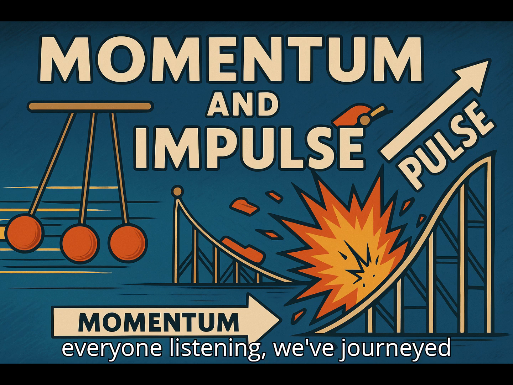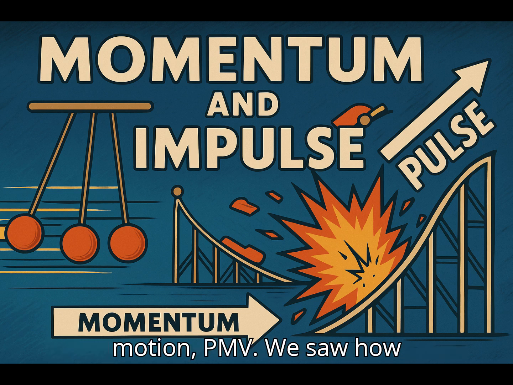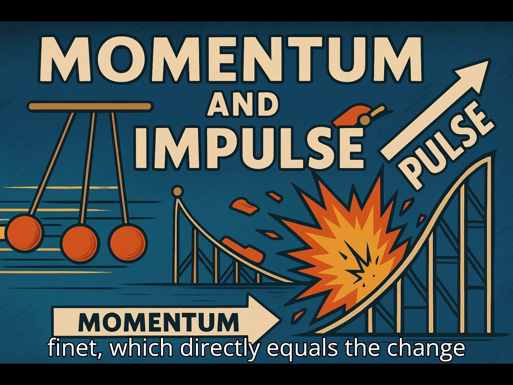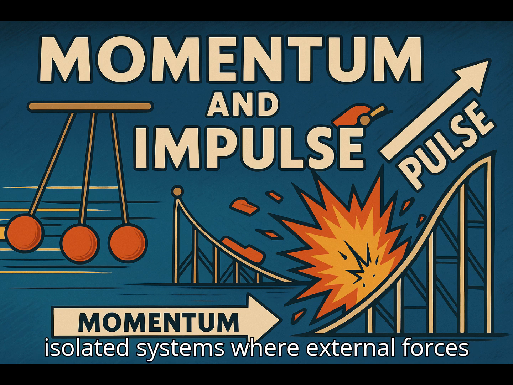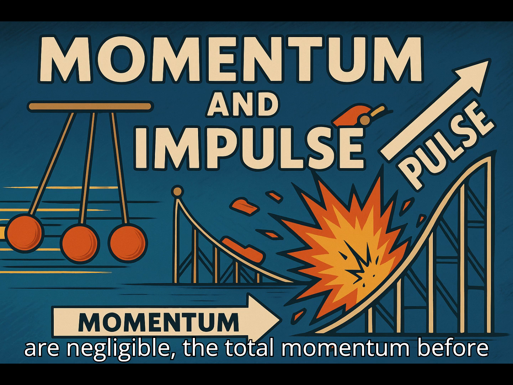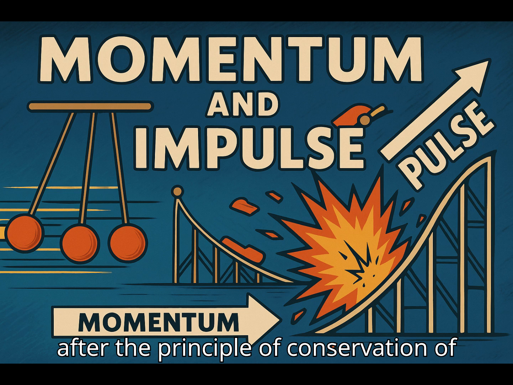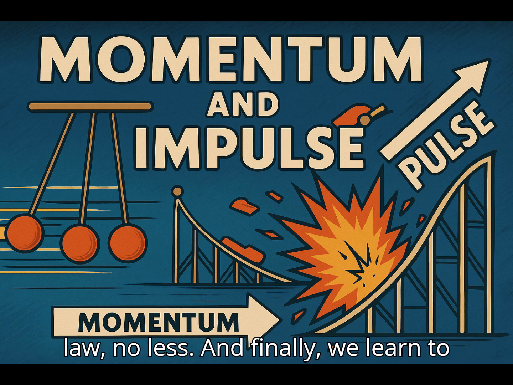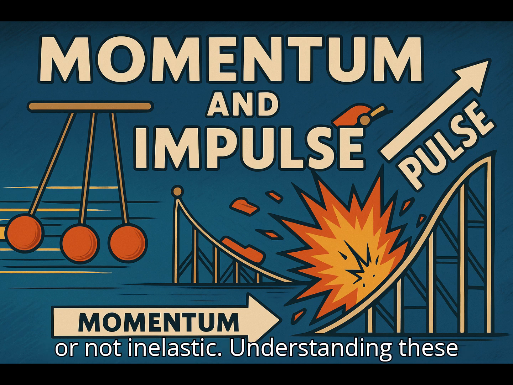So just to recap for everyone listening, we've journeyed through momentum, basically mass in motion, p = mv. We saw how forces applied over time create impulse, FΔt, which directly equals the change in momentum. Then we explored how, in isolated systems where external forces are negligible, the total momentum before an interaction equals the total momentum after, the principle of conservation of linear momentum. Rooted in Newton's third law, no less. And finally, we learned to classify collisions based on whether kinetic energy is also conserved, elastic or inelastic.